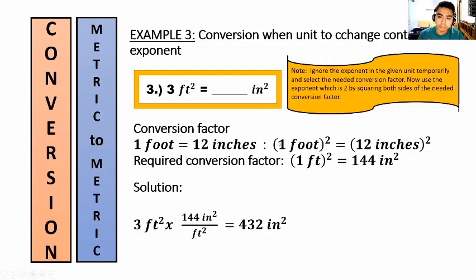So, meron tayo conversion. So, ang goal natin, makancel natin yung square feet na unit. So, nasa ilalim dapat yung square feet. Okay? Again, 1 square foot is equal to 144 square inches. So, makakancel na yung unit natin na square feet. So, mangyayari in terms of square inches na siya. So, 3 times 144 is equal to 432 square inches. Okay? So, 3 square feet is equal to 432 square inches.